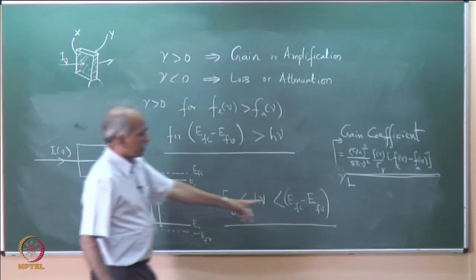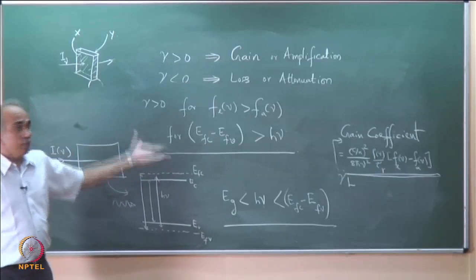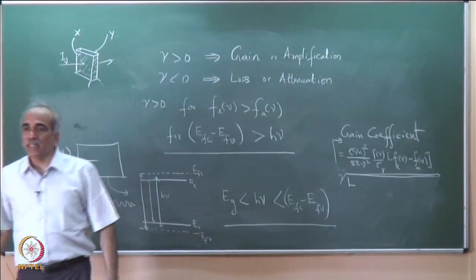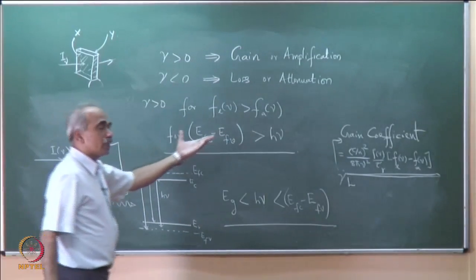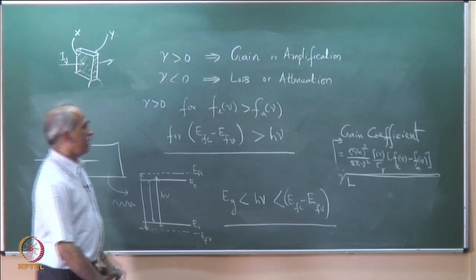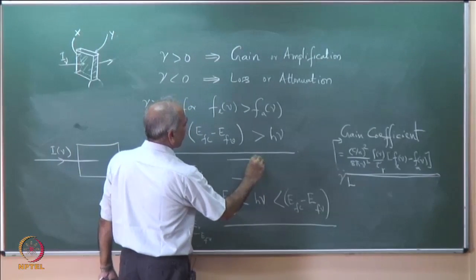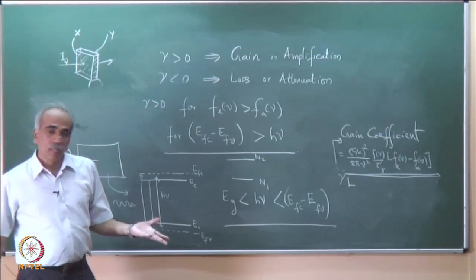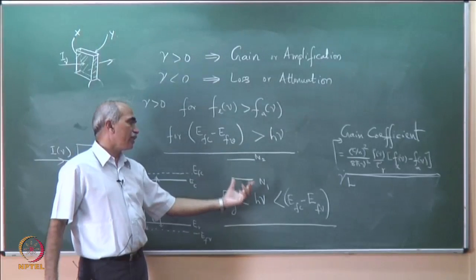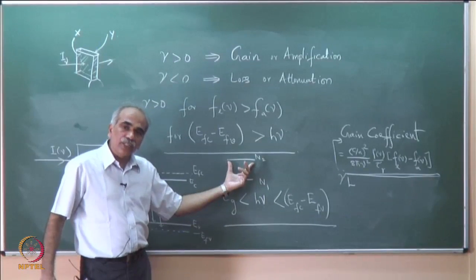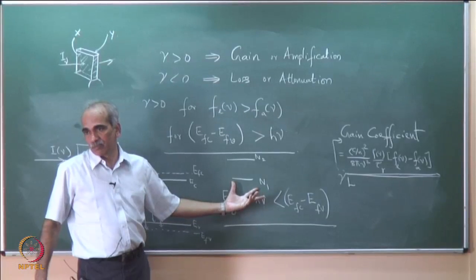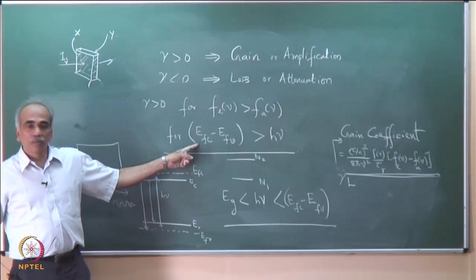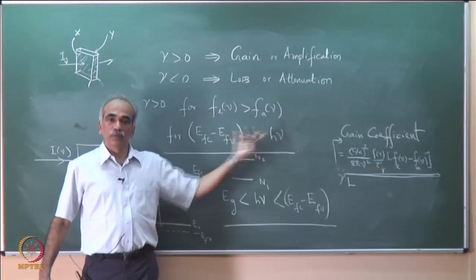So, E f c minus E f v, this is the condition for gain. We have analytically shown that this is the condition for gain in a medium. Those of you who have studied atomic laser physics know that there you have to have N 2 greater than N 1, a state of population inversion. So, population inversion means N 2 is greater than N 1. This is the necessary condition for amplification by stimulated emission. And in the case of semiconductors, the necessary condition for amplification by stimulated emission is this one. So, there is an equivalent.